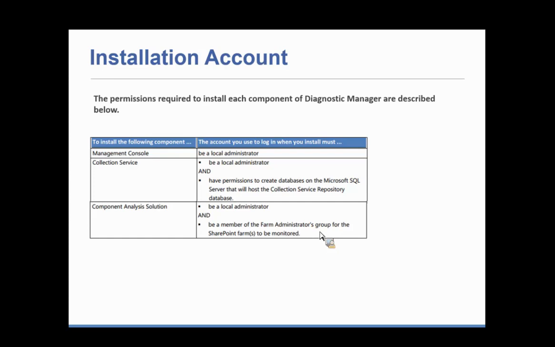And by normal means, I mean whatever method you normally use to roll out WSP files, be that STSADM if you're an old schooler, PowerShell if you're into PowerShell, et cetera, et cetera. So hopefully that makes some sense.